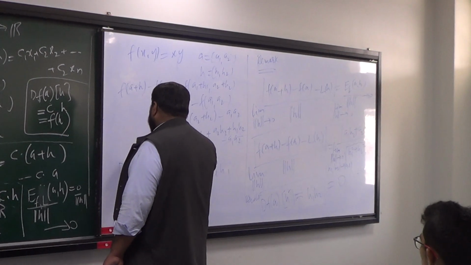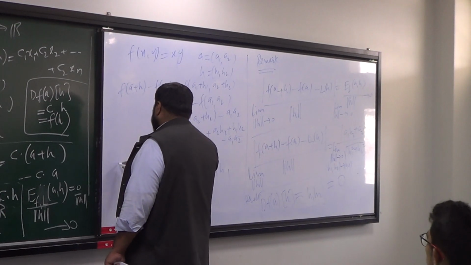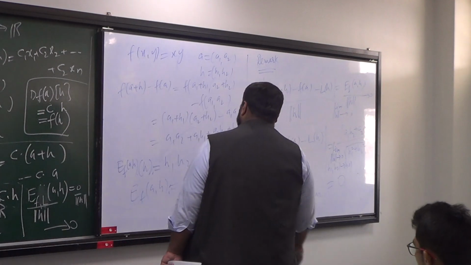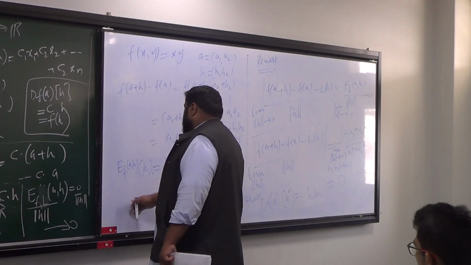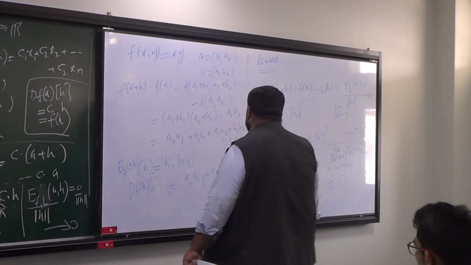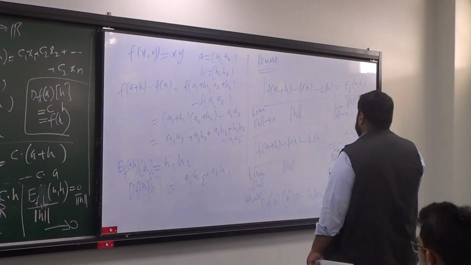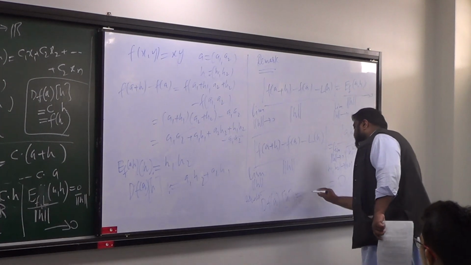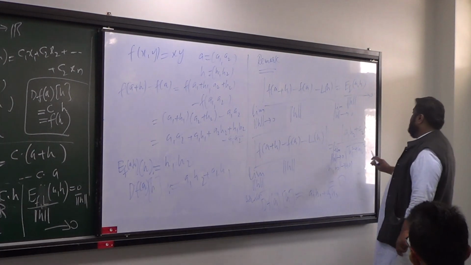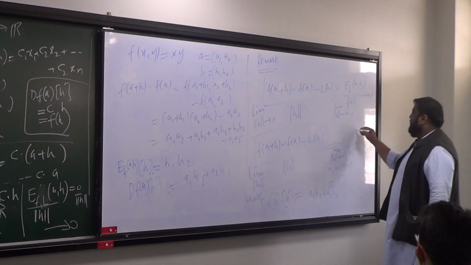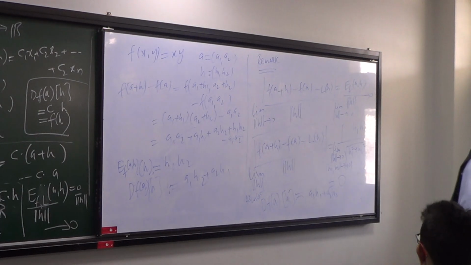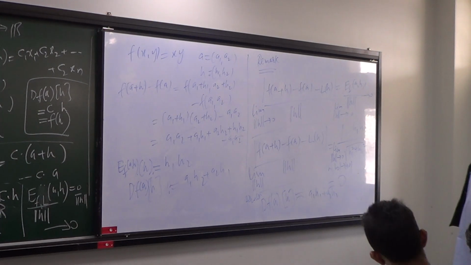Take this as the error, and take this as the derivative. In other words, the derivative would be a1 h2 plus a2 h1, and this means that the error is going to be h1 h2 over the norm of h, the square root of h1 square plus h2 square. So that's how it should be.